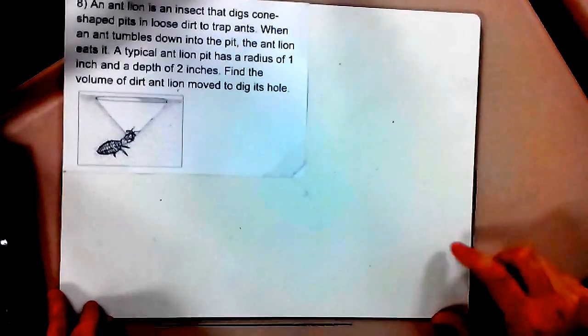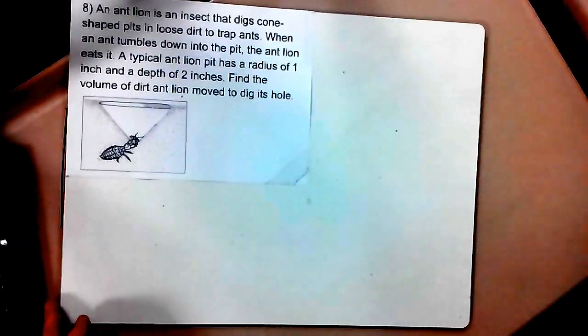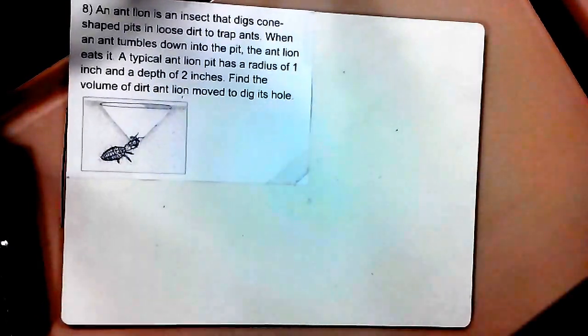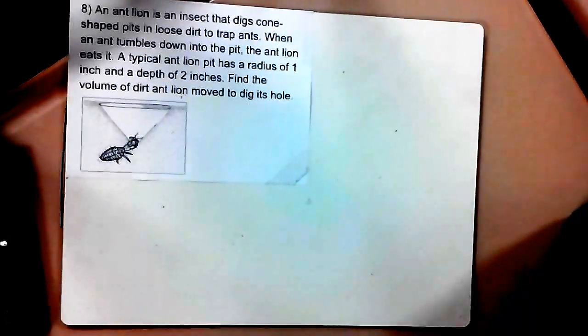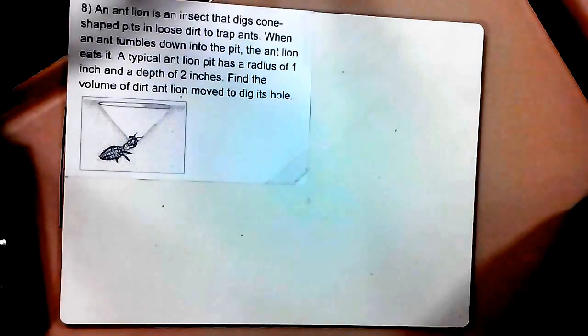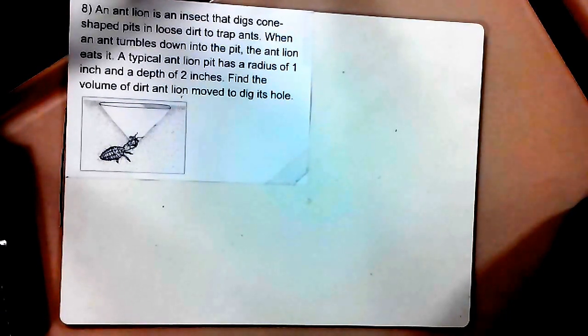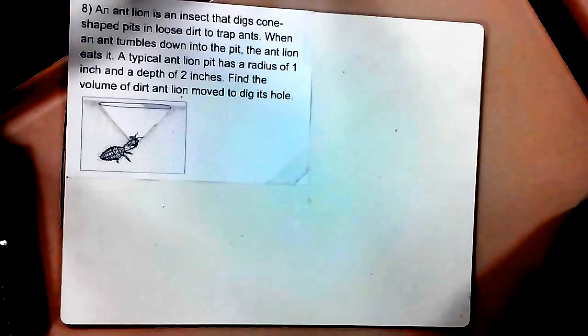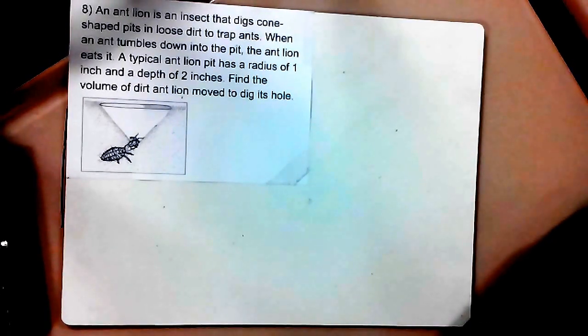Next. And the last example. All right. An antlion, which is a real creature, it turns out, digs cone-shaped pits in loose dirt to trap ants, or it eats ants. When an ant tumbles down into the pit, the antlion eats it, which is kind of a horrible death for the ant, if you ask me. But I guess that's the way nature works.